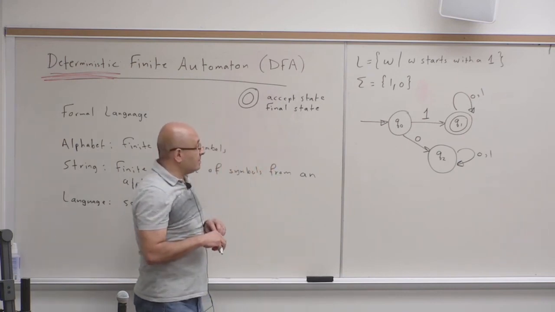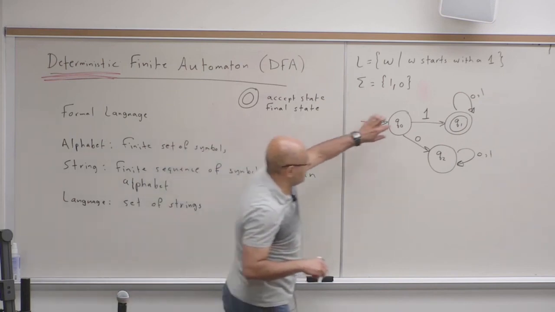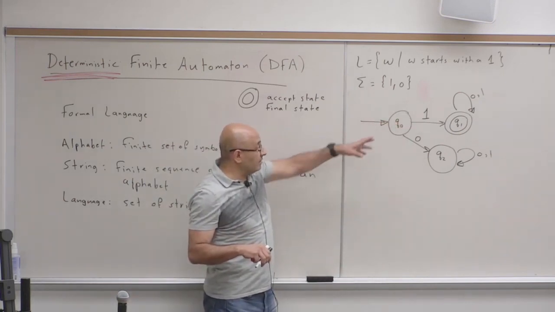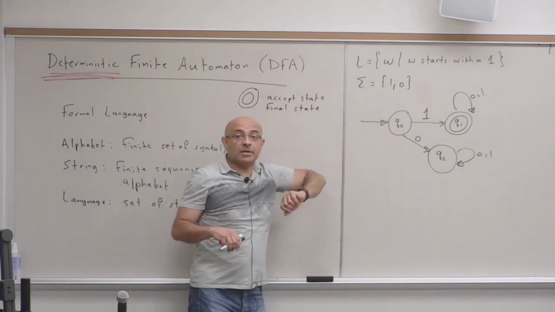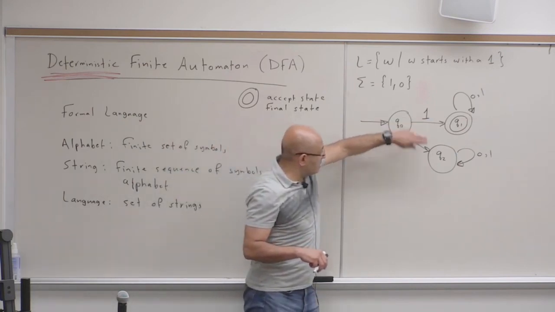Okay, I can make it non-deterministic even with this fork. So who can make it non-deterministic even with this fork? We still have 1, 0.